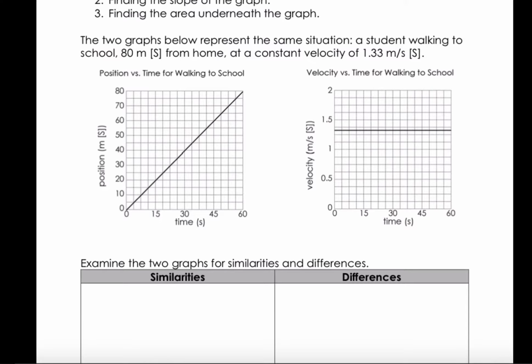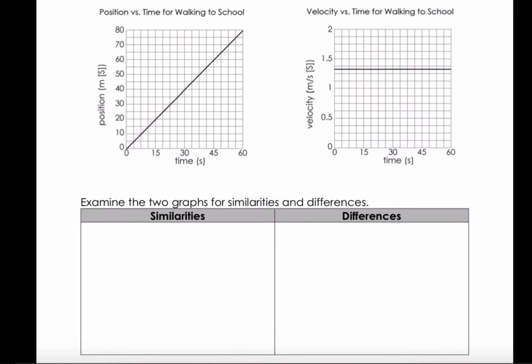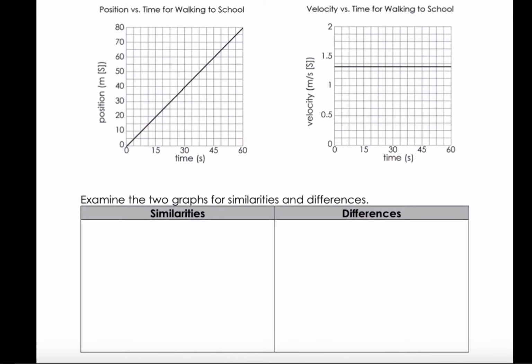You should be familiar with the way the first one looks, the position versus time graph. We see that it is sloped and it is not a changing slope, so it is a constant velocity that we're looking at. It's not changing over time. The one on the right is a velocity versus time graph. It looks a little bit different, even though, like I said, both of these show the same situation.